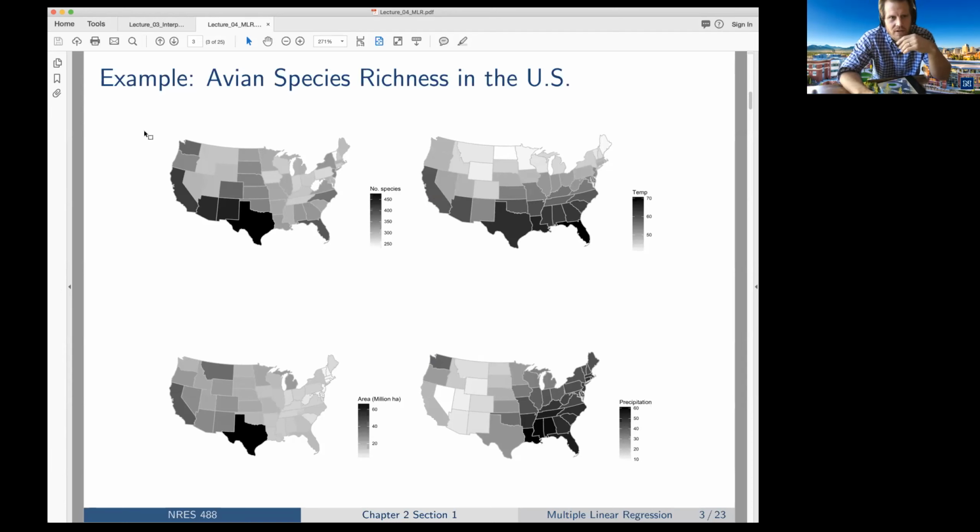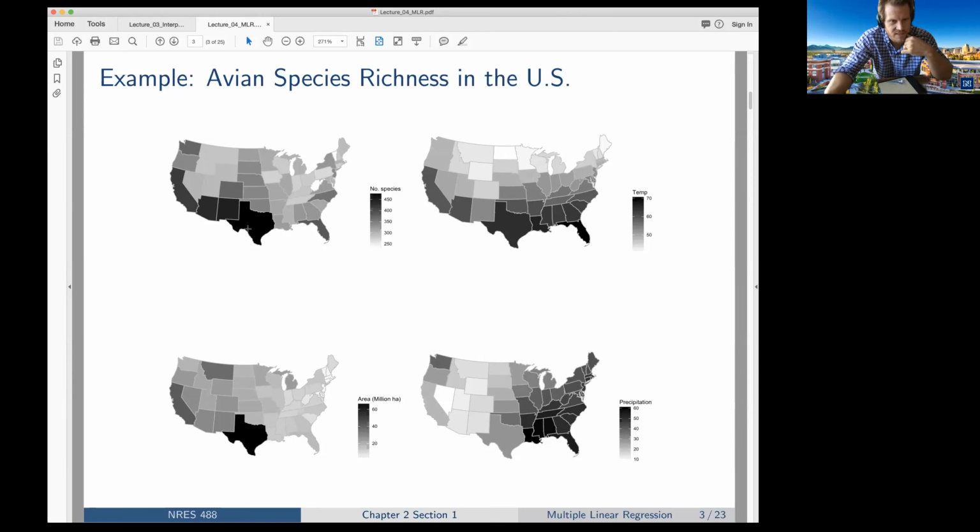And we want to know if the number of species in each state is related to 3 different covariates. Those covariates are temperature, the area of the state, and the amount of precipitation. So can we explain species by these 3 X values? We have X1 is temperature, X2 is area, X3 is precipitation. I might revisit those orderings.